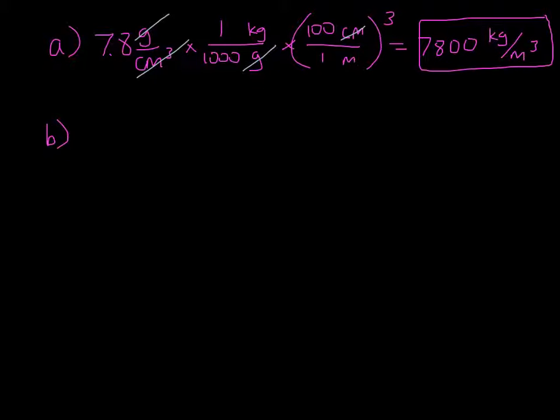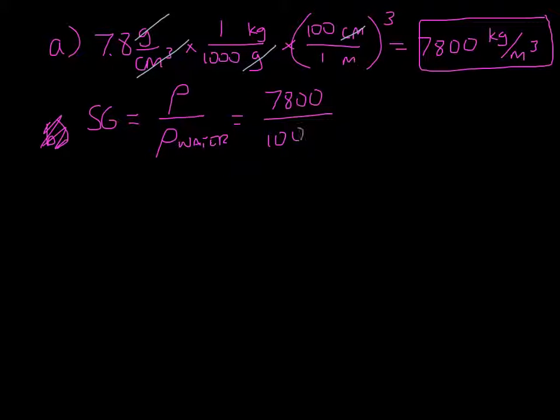And then for part A, the specific gravity is equal to the density of the wrecking ball divided by the density of water. So that's going to be the number we just found, the 7,800 kilograms per meter cubed divided by the density of water, which is 1,000 kilograms per meter cubed, and you end up with an answer of 7.8. And there are no units on that, since it's a ratio of densities. And you can see that that answer is exactly equal to the numerical part of what it was first given in grams per centimeter cubed.